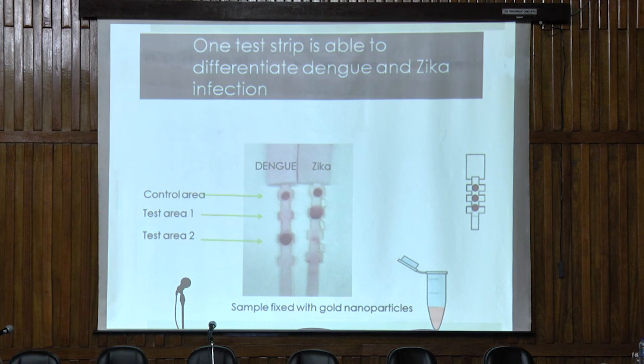And what you see here, and I wonder if I can just show the light. Okay, and what you see here is the gold salts that have the antibody mixed with the sample, and on one side you have a dengue sample and on the other side you have a Zika sample. So by looking at this pattern, you have test areas in which you can then distinguish that person or patient or even mosquito had either Zika or dengue. So this is what I came here to talk about.